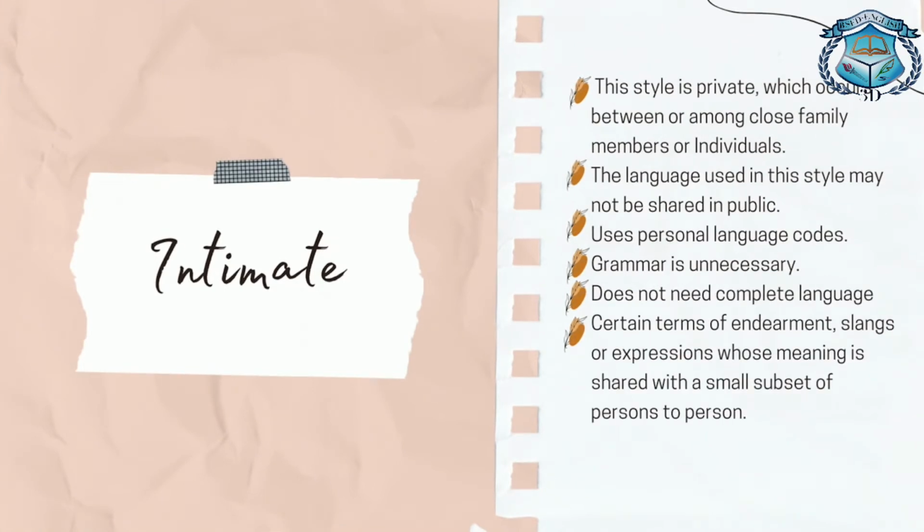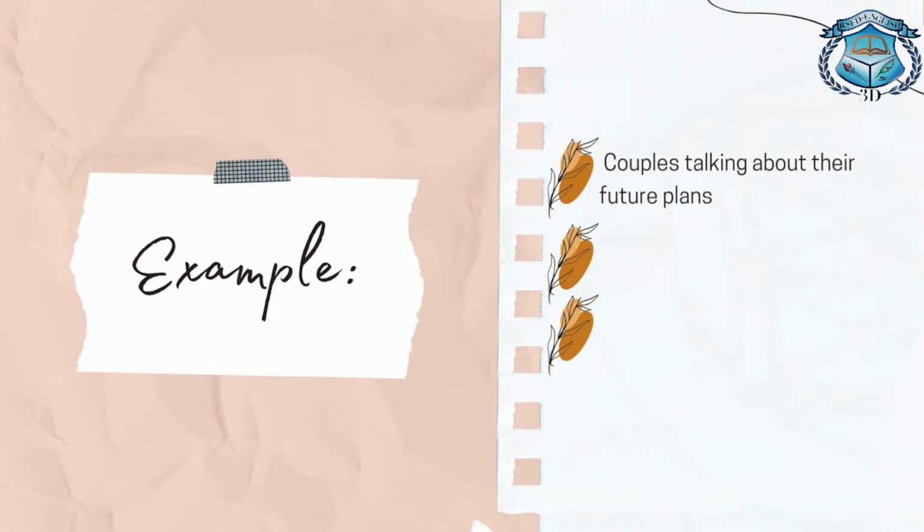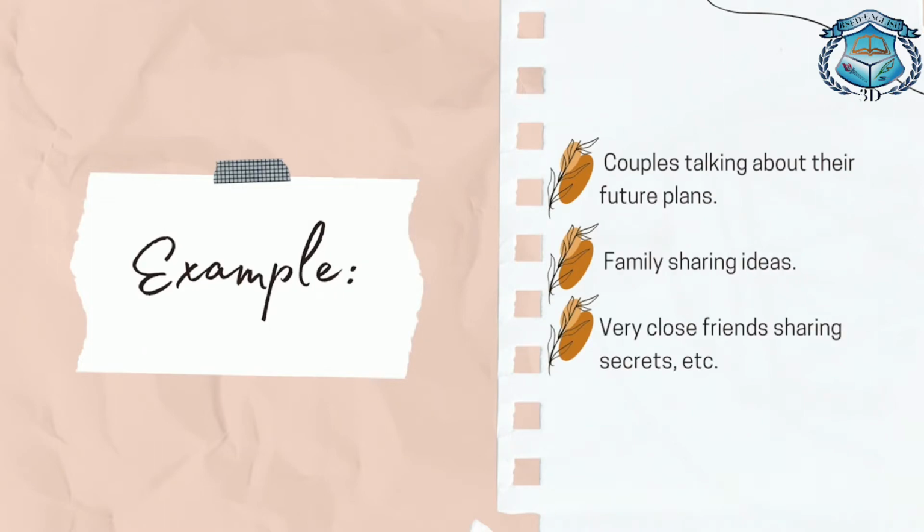Intimate. This style is private, which occurs between or among close family members or individuals. The language used in this style will not be shared in public. Uses personal language code. Grammar is unnecessary. Does not need complete language. Certain terms of endearment, slang, or expressions whose meaning is shared with a small subset of persons. Examples: couples talking about their future plans, family sharing ideas, very close friends sharing secrets, and others.